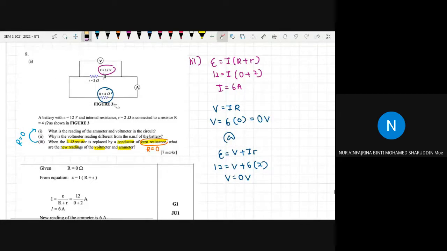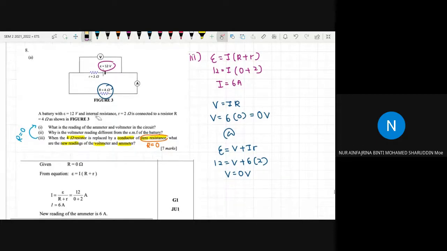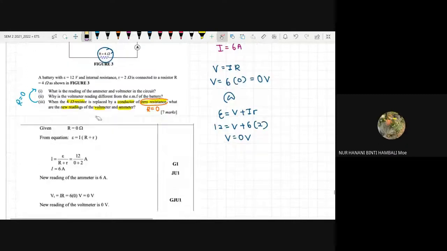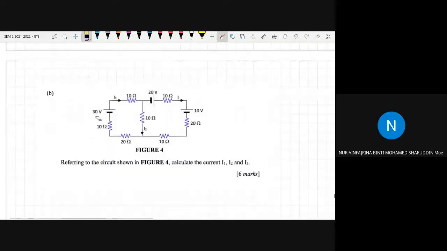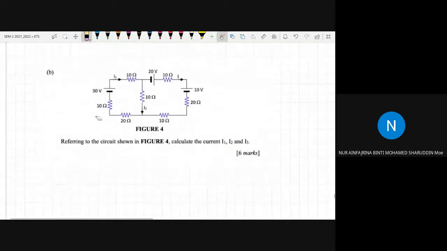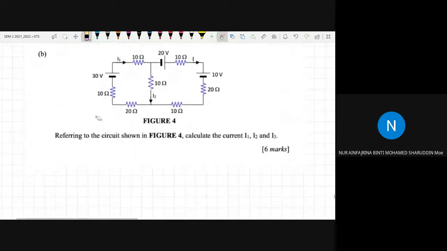There's no current, I mean current does not flow. It means there's no potential difference. Okay, can? Kids, do you have any question? Okay, Miss. Okay, last question everyone. We will do this very quick because it's cutoff, right?